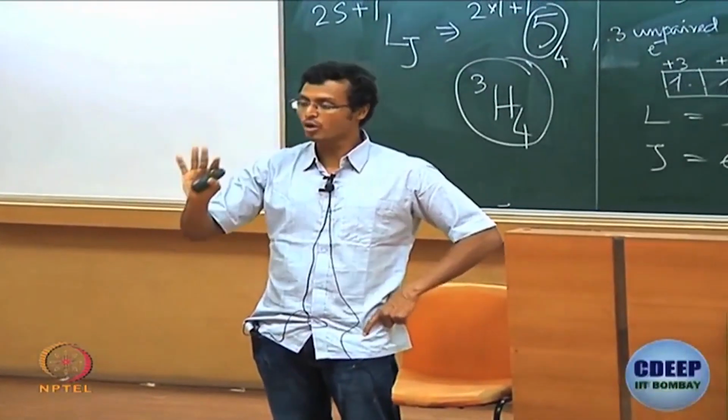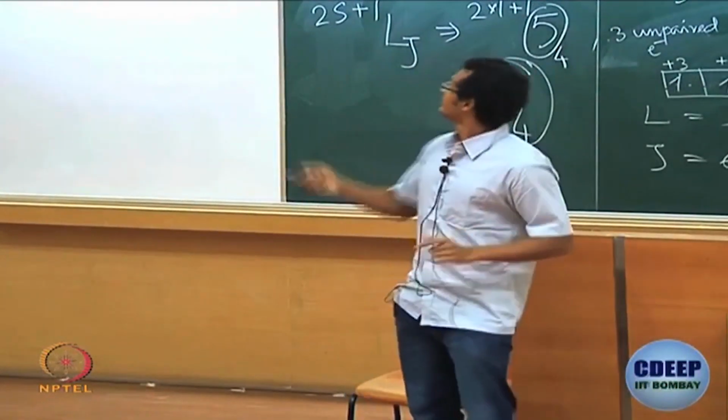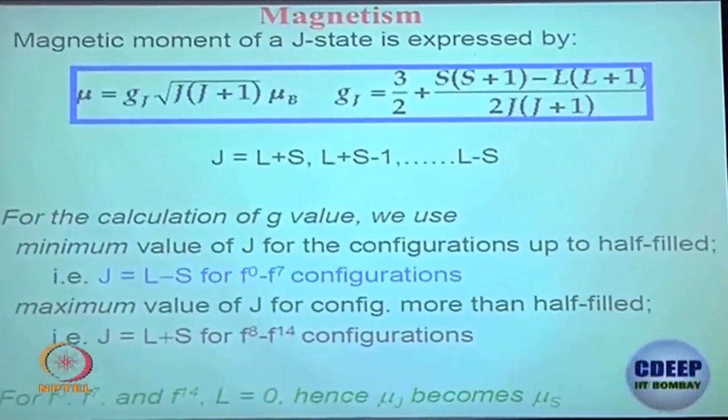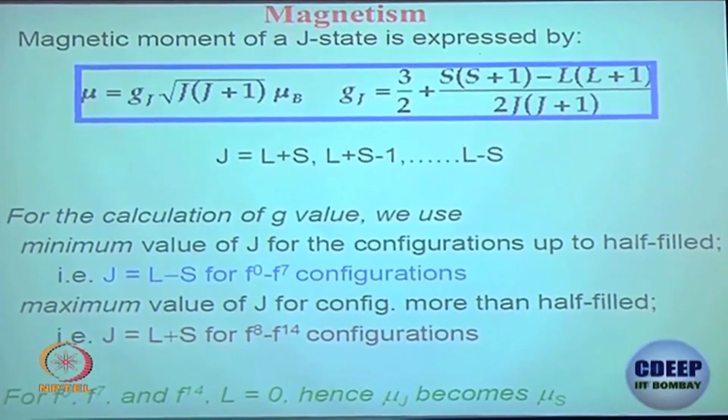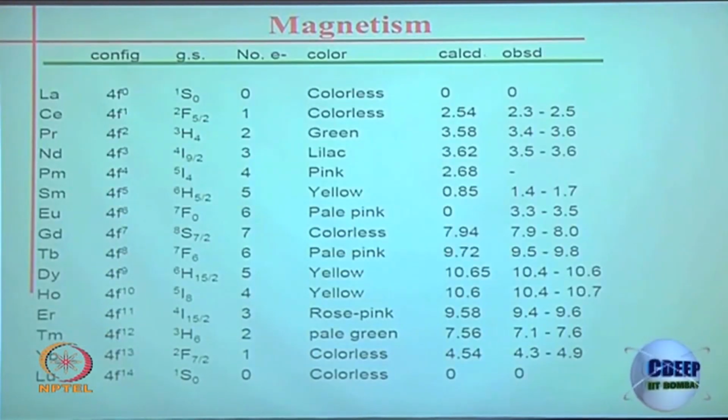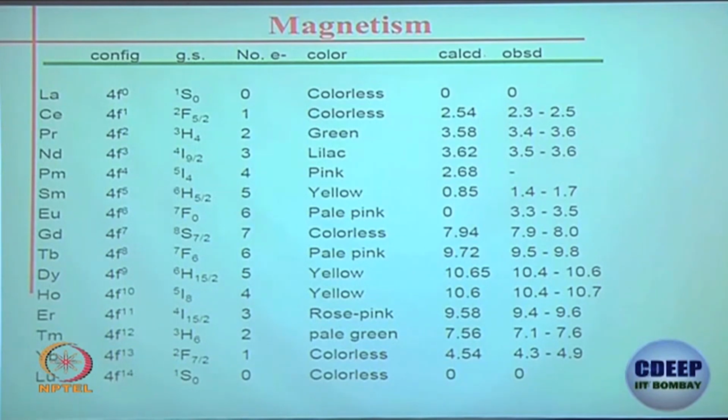Simply you have to know these two equations. What are those two equations? These are the two equations. What is S, what is L, what is J, that you know. Once you have that, you have gJ calculated, you put that gJ value and the J value you have already calculated, and you should be able to get the mu value. Those mu values are calculated and shown here for different electronic configurations. Oh, that's a mistake. Delete that mu B.